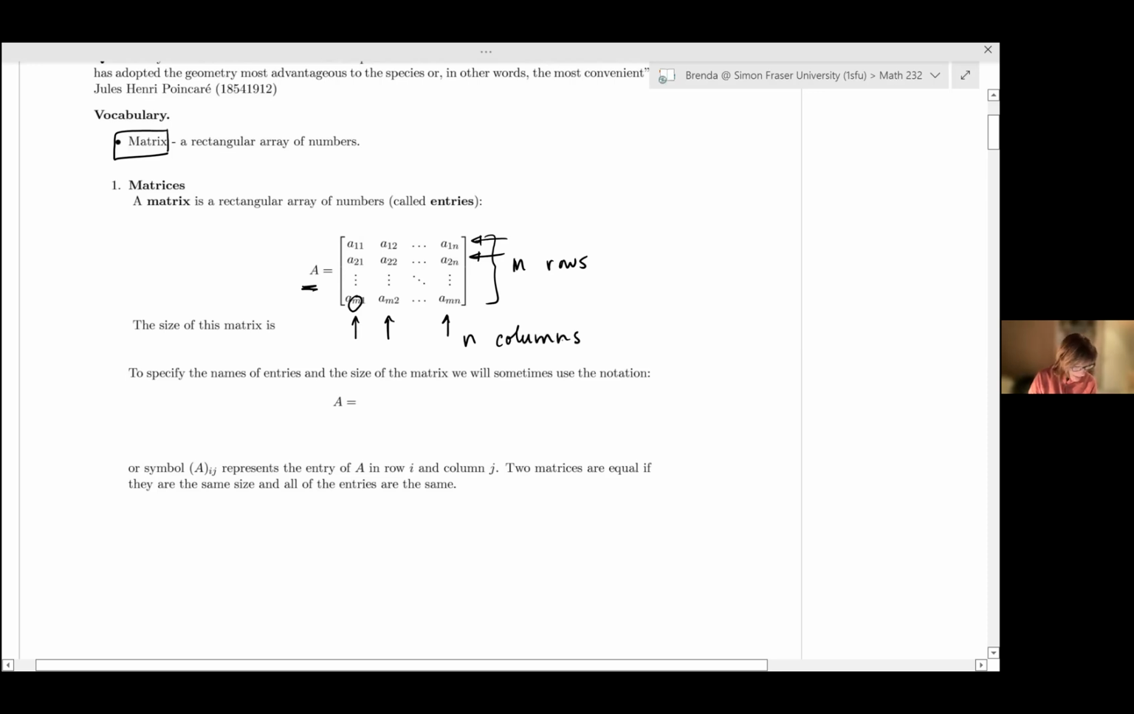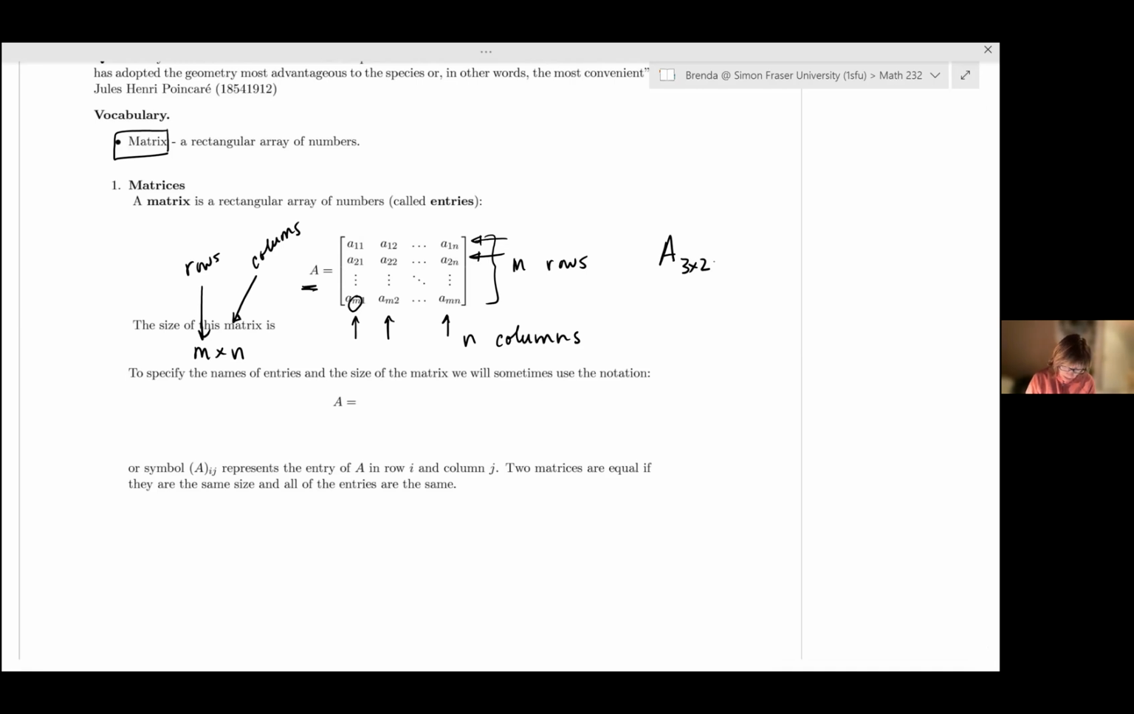So when we indicate the size of the matrix, we say the matrix A is of size m by n, and we always put the rows first and the columns second. So if I were to write A, 3 by 2, that would mean the matrix called A, which has 3 rows and 2 columns.